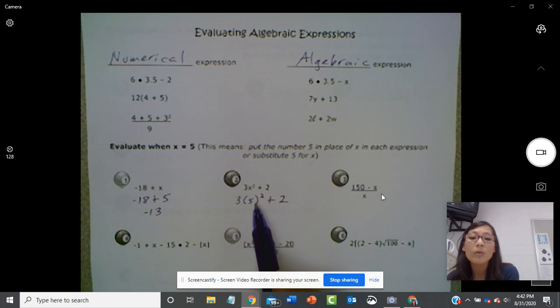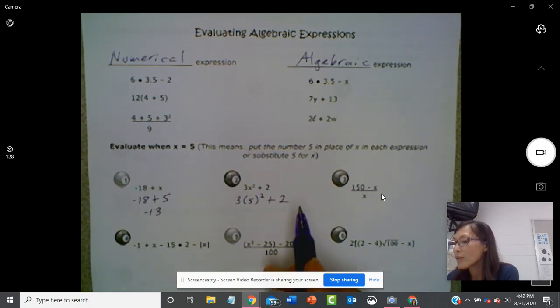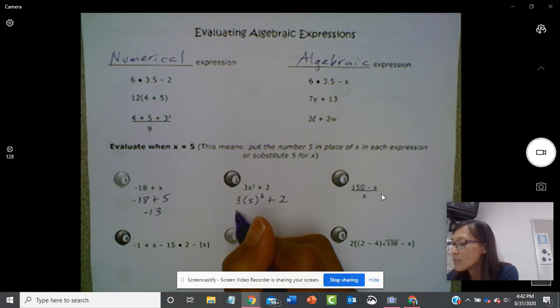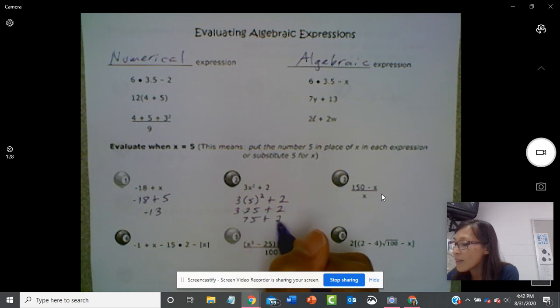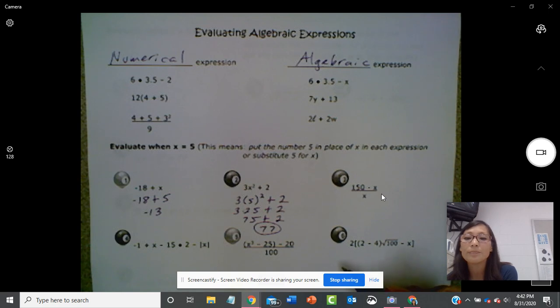This is where we are looking at multiplication or exponents, and we know that we need to do exponents before multiplying. So 5 squared is 25. So this is going to say 3 times 25 plus 2. 3 times 25 is 75, and then that gives us 77 as our answer.